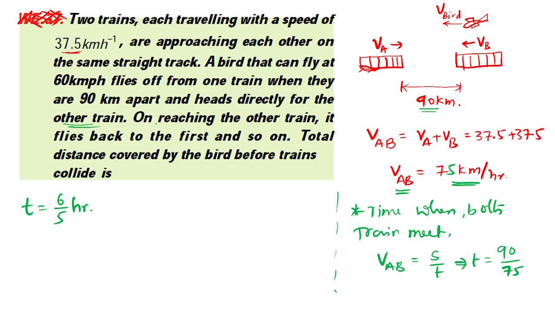Now, till here we found the time. On reaching the other train, the bird flies back to the first, and so on, going from train 1 to 2, 2 to 1, continuously changing. Now, the total distance covered by the bird before the trains collide. If they are on the same track, obviously before that there might be a signal from the guard. The bird will go to this train and come back, go to that train and come back.